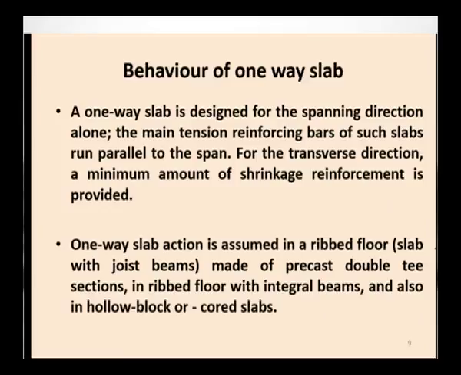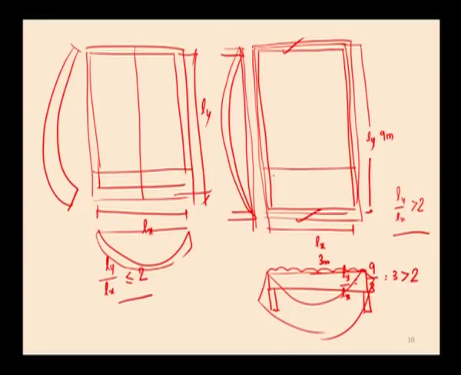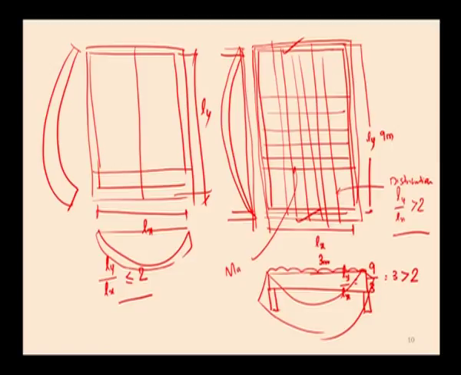For the transverse direction, a minimum amount of shrinkage reinforcement is provided. That is, in the case of a one way slab, the main reinforcement has to be provided along the shorter direction, since it is spanned along the shorter direction. And in order to keep this main reinforcement with the proper spacing, there is a reinforcement which is provided in the perpendicular direction. This reinforcement is called distribution reinforcement, and this reinforcement is called main reinforcement.